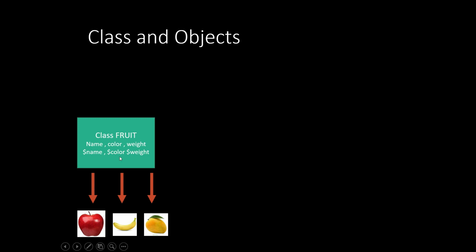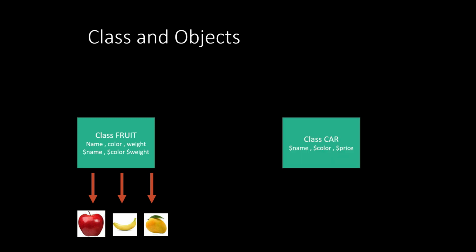For example, we have another class, the class name is car, and its properties are name, color, and price that hold the values of the properties. If we create an object of the class car, the first object we create is Volvo. It means that the company name is Volvo, its color is blue, and its price is 2 lakh, for example. Another object of the class car is Audi, and the third object is Toyota.